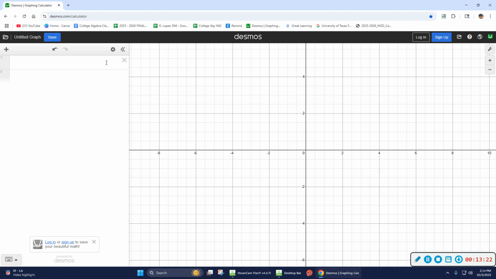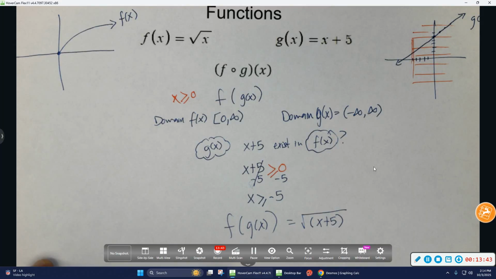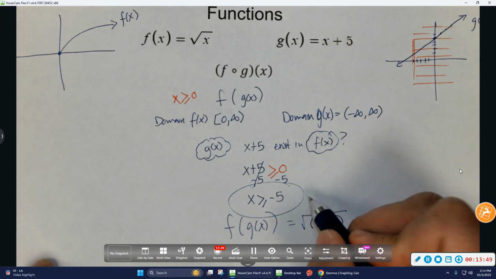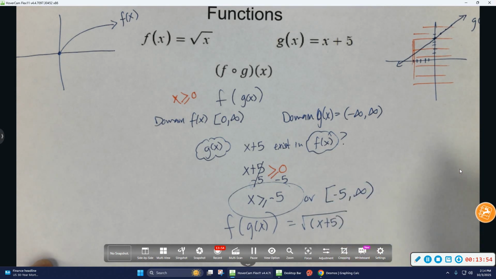We're going to do the square root of the composition, x plus 5. Notice how the domain is from negative 5 to the right, meaning everything greater than negative 5, from negative 5 to infinity. I'm just using the graph to show you what that would look like, right? But in this scenario, we're not using the graph. As you can see, the domain is everything greater than negative 5, or from negative 5 to infinity.